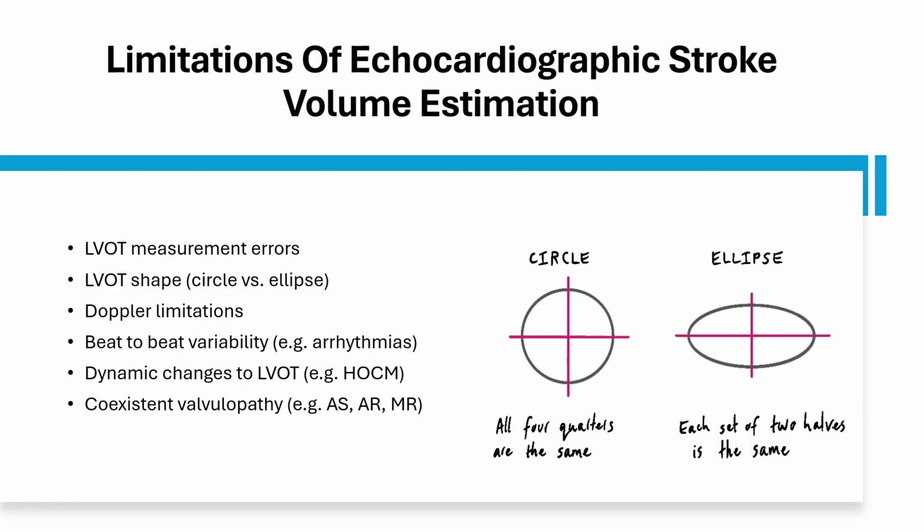for the stroke volume. Again, you have dynamic changes in LVOT, especially in patients with hypertrophic obstructive cardiomyopathy, and obviously coexisting valvulopathy can affect the measurements, such as, for example, aortic regurgitation, aortic stenosis, and mitral regurgitation. Please pause the video if you need more time to review this important slide.